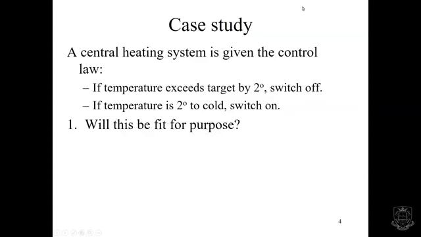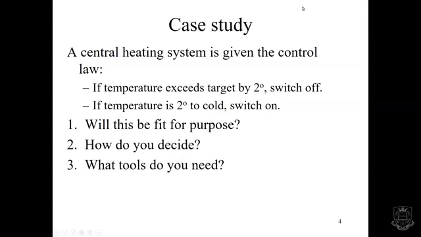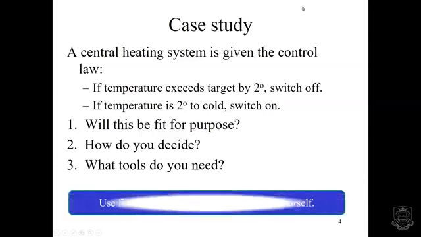Now, here's a case study of something slightly different. A central heating system is given the following control law. If the temperature exceeds the target by 2 degrees, switch the heating off. If the temperature is 2 degrees too cold, switch the heating on. So your question is, is this going to be fit for purpose? How do you decide whether this is fit for purpose? What tools do you need to answer this question?